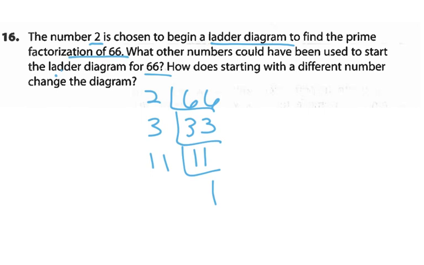So when you look at what I have here, you should then be able to tell what other prime numbers you would be able to start this ladder diagram with. And how does that change the diagram if you start with a different number? The only way to tell that is to pick one of those and do it, right? It would only take you a couple minutes to try that out. So you're going to finish up 16 on your own.